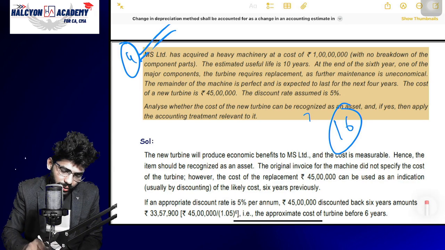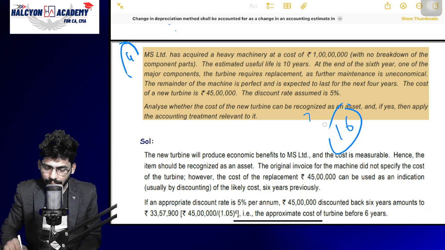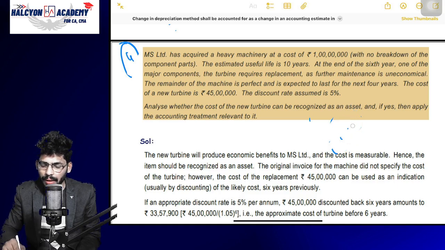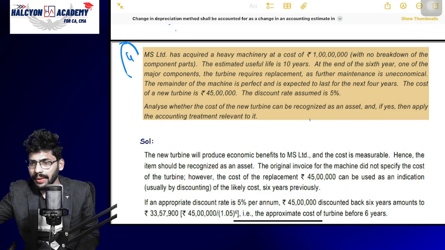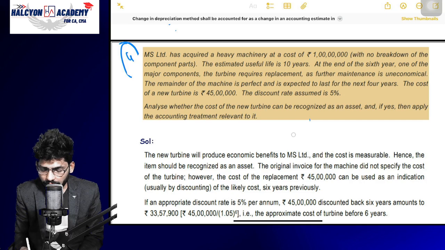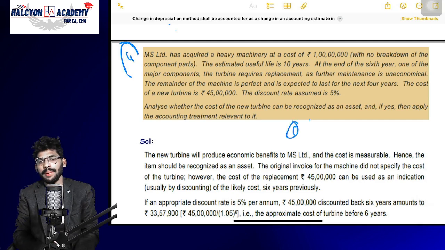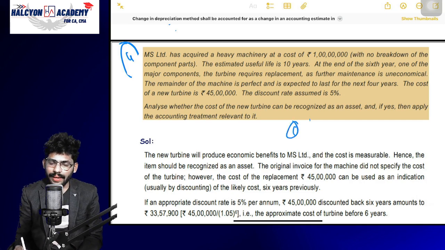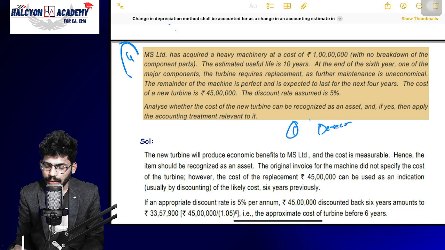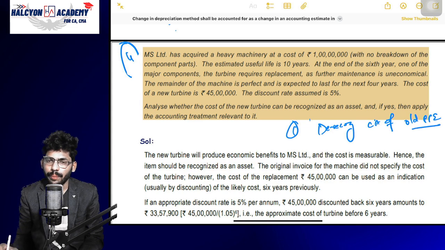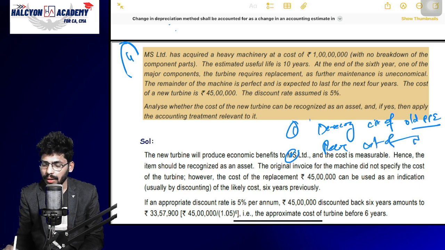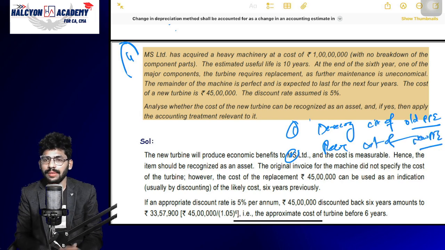But we need to solve this question in a simple manner. So before going to solve this question, can you please tell me what is the treatment for replacement of part of a PPE? So in case of a replacement of a part of PPE, we need to derecognize the carrying amount of old PPE or old component and recognize the cost of new PPE, or new component, correct or not? Yes, this is the treatment.